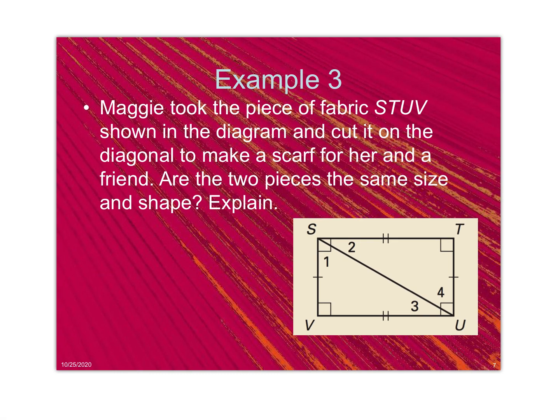Here we've got Maggie took the piece of fabric, STUV, shown in the diagram, and cut it on the diagonal to make a scarf for her and her friend. Are the two pieces the same size and shape? Explain. Well, if you notice, she started with a rectangle. Notice this is a rectangle. All four sides have your 90-degree angle.